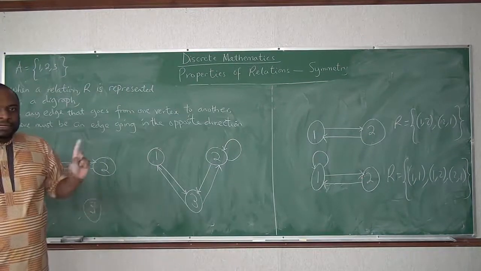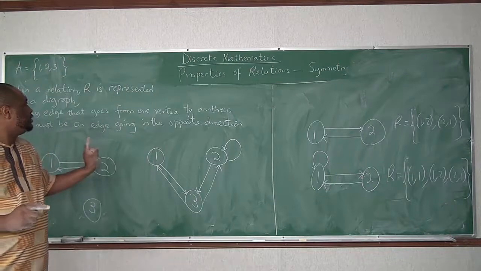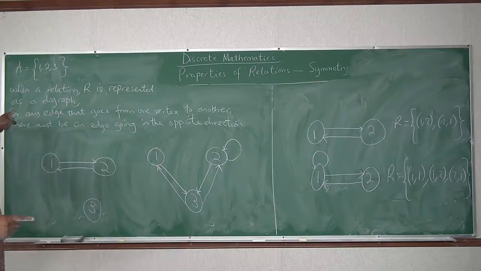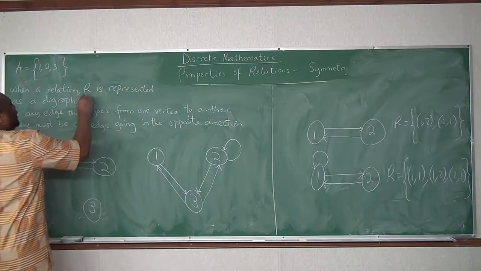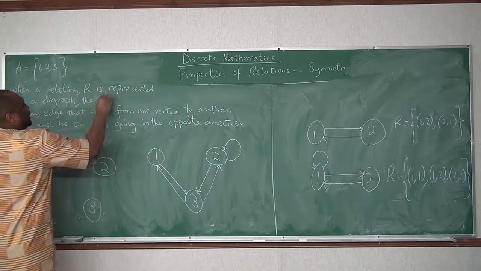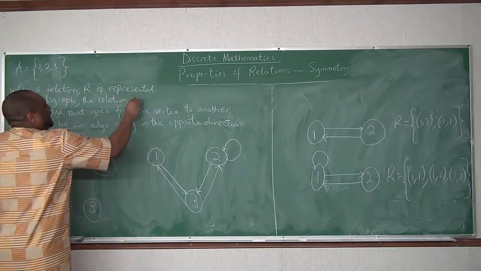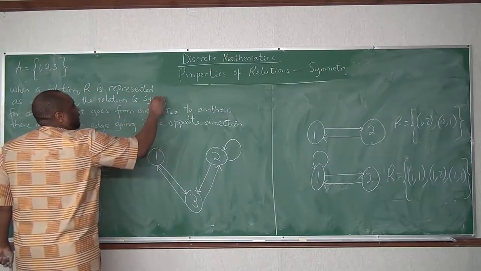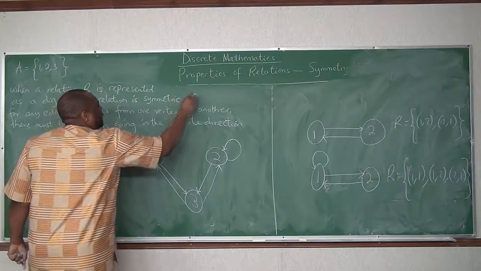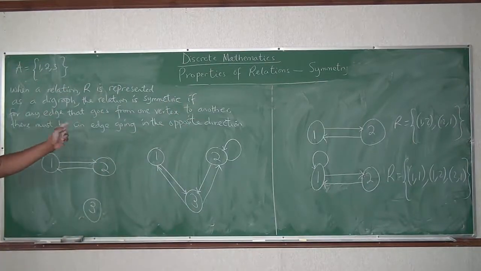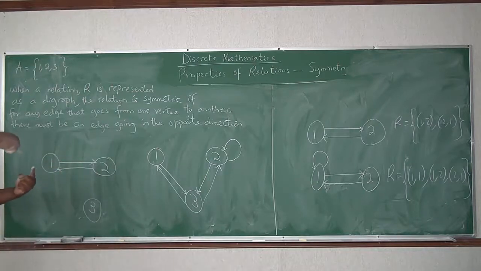That is for digraphs. When a relation is represented as a digraph, the relation is symmetric if, for any edge that goes from one vertex to another, there must be an edge going in the opposite direction, from that vertex to that other one.